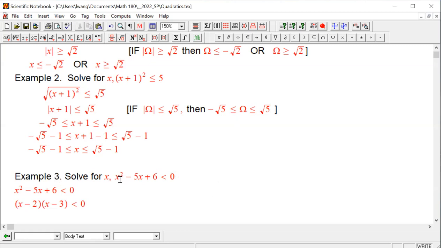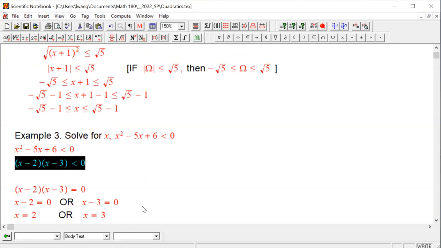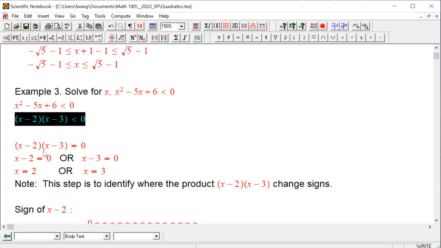Okay, we don't have a factor form. But we want x squared minus 5x plus 6 is less than 0. So we factor, right? We make it into factor form. And then we set it equal to 0. Why do we set it equal to 0? We talked about this last time. Well, we set it equal to 0 to identify where the product changes signs.